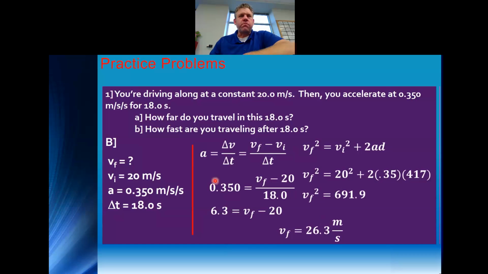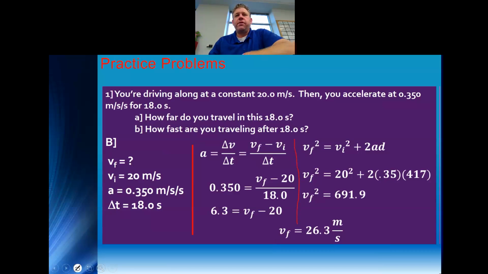Part B, how fast are you traveling after 18 seconds? All right, so now we again have velocity, we have our acceleration, and we have our time. For this one, it's a little different though. The reason is because it's asking how fast you are traveling after that 18 seconds. So we want an actual final velocity. We see our initial is 20, all right? We see our acceleration is there. We see our change in time is there. So we can, if we want to, use a couple different formulas here.